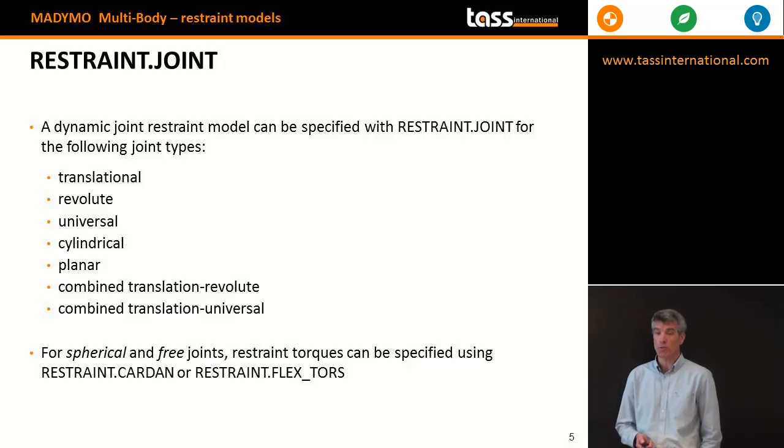You can apply a restraint on a translational joint, a revolute joint, universal, cylindrical, planar, and the more exotic ones like a translational revolute or a translational universal. On top of that, there are a few very special restraints. Those have to be applied to spherical and free joints. And those are called cardinal restraints and flexion torsions. Cardinal restraints we're going to focus a little bit more into detail because I consider this as important.